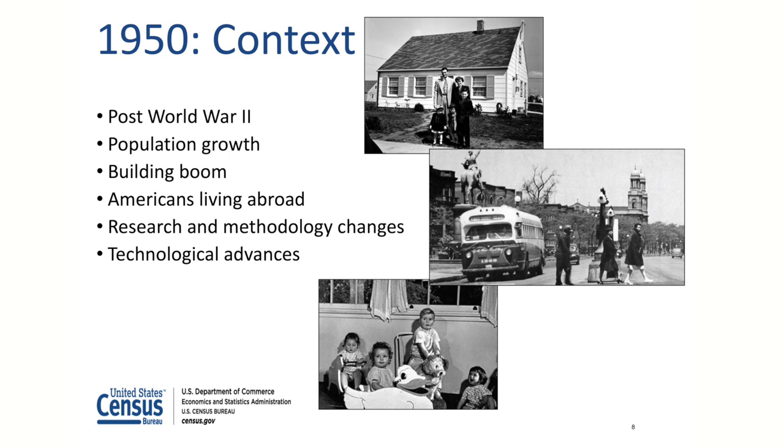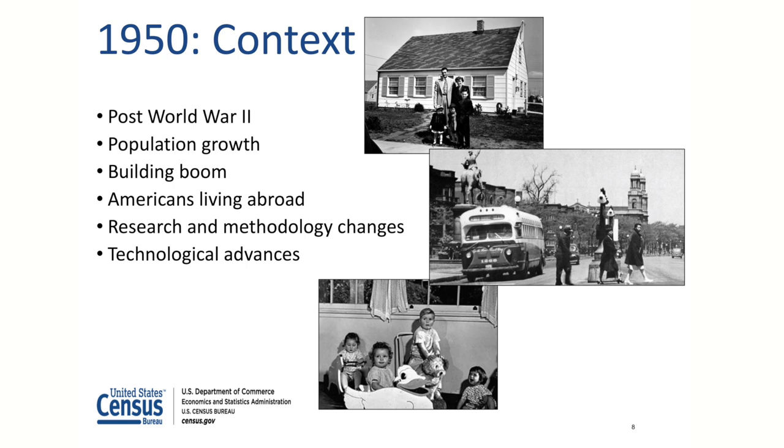TVs were new, but we did collect data on television sets, and about 5 million sets were reportedly owned, mostly by people in metropolitan urban areas. Americans were living abroad in large numbers for the first time, mostly military families and federal workers and their families. In the past, when we had military members living overseas, it was just the particular soldier. They didn't have their families. Germany and Japan were the places where most of them were living.